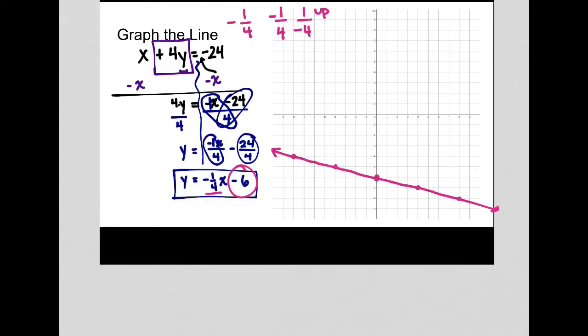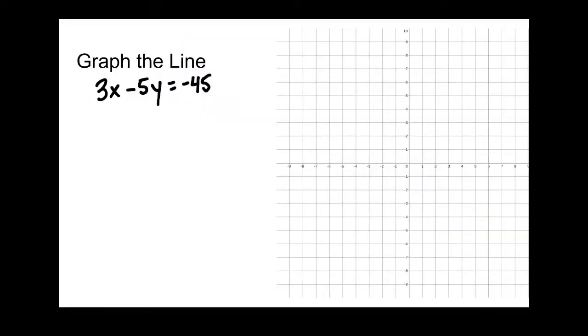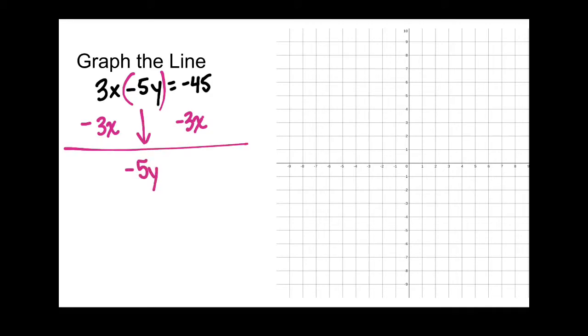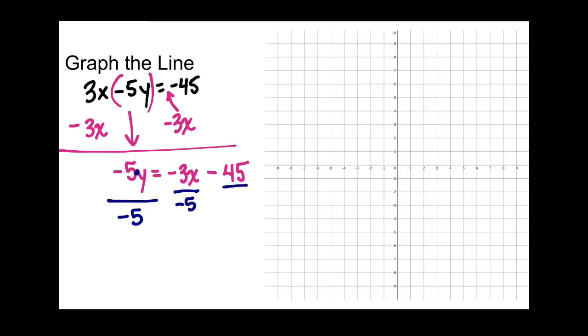Okay, one more example just for practice. All right, so we have this line. Again, we want to get y alone, so we're going to start by getting the -5y alone. So I'm going to subtract 3x from each side. So I get -5y equals -3x minus 45. And then I'm going to divide. Again, I have -5 times y. So how do you undo multiplication? You divide. And this time I'm going to show it to you again like this.